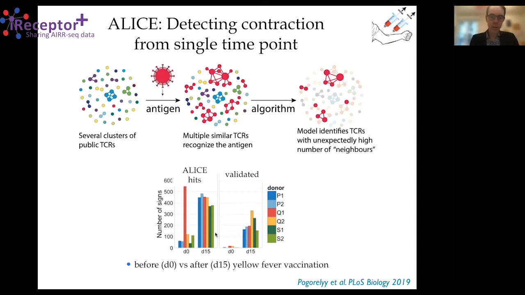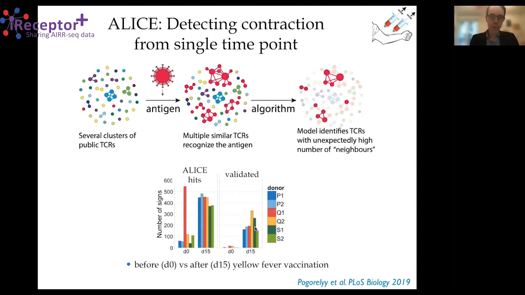And we can further show that more than about half of those ALICE hits were actually validated to be specific to the yellow fever vaccine. So that means that the method is actually specific and can detect sequences involved in the immune response just from a single snapshot.